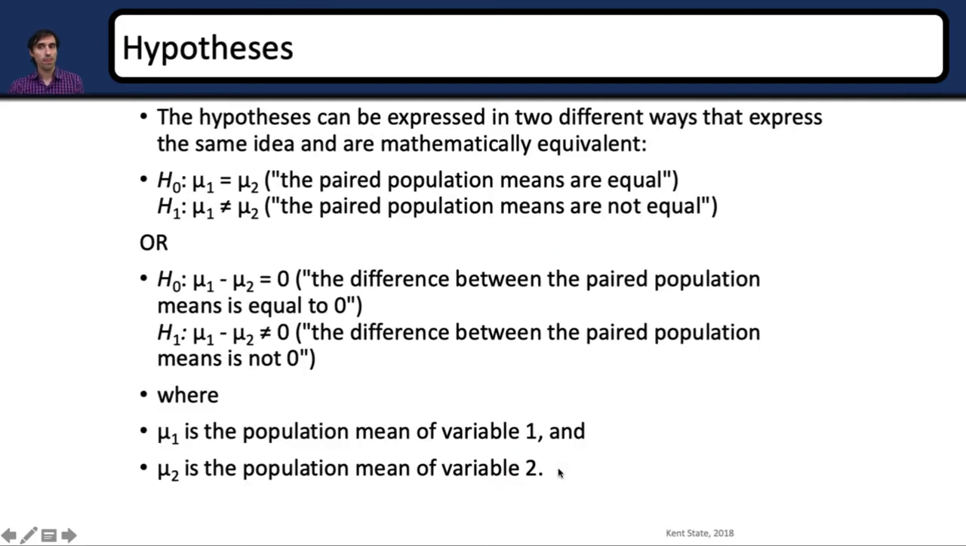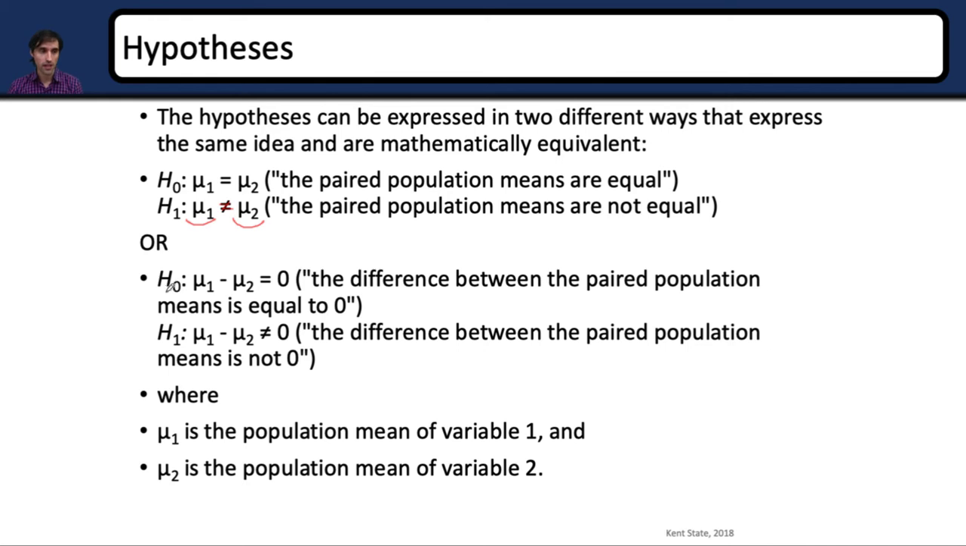All right, now let's start practicing these. A hypothesis can be expressed in two different ways that express the same idea and are mathematically equivalent. Within our hypothesis test, our null hypothesis is that both populations are the same. That's this top one right here. Whereas our alternative hypothesis is that the first mean is going to be different than the second mean. It's not going to equal the same.